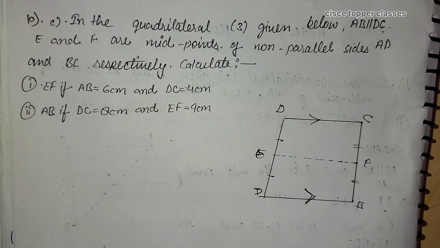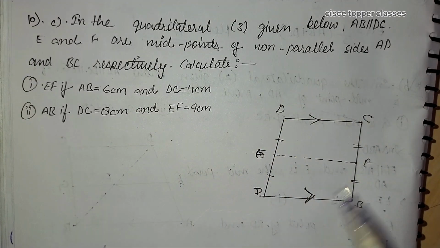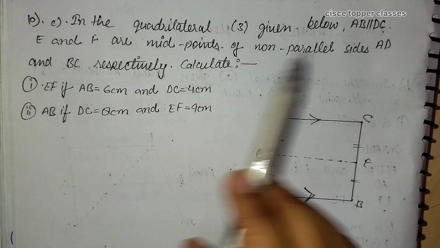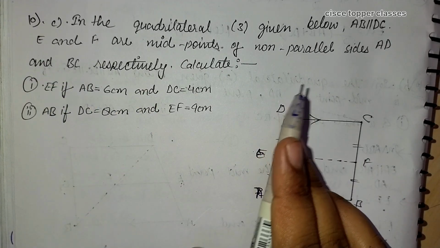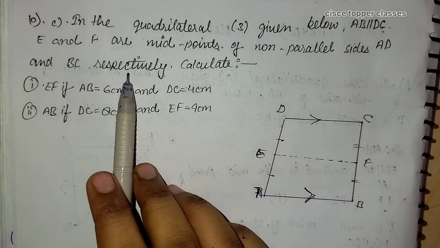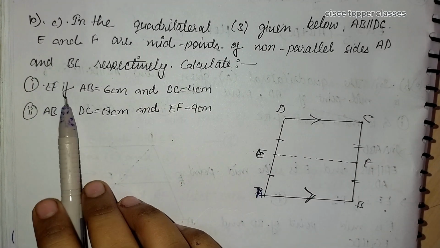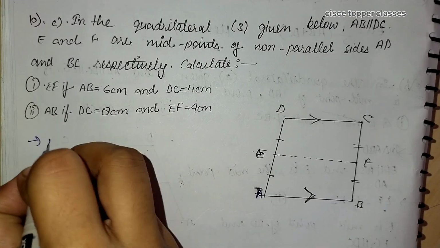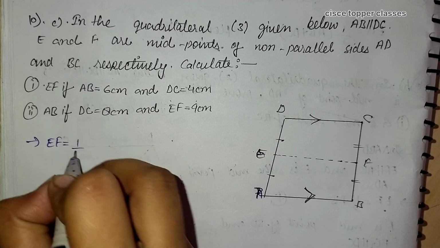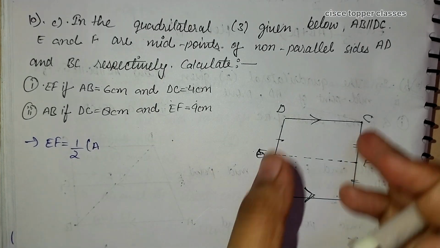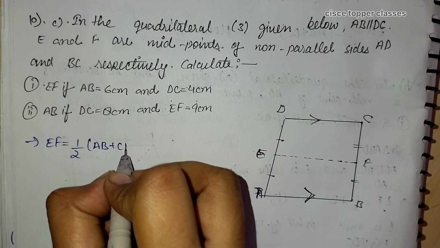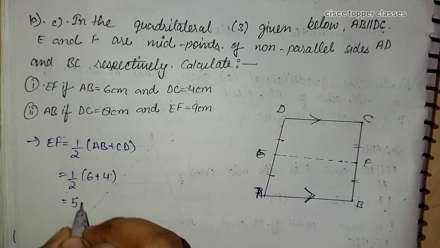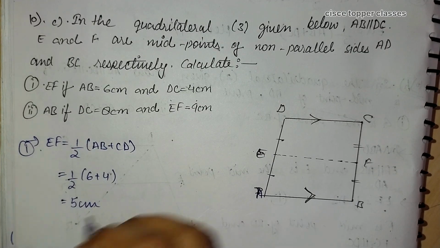Now let us solve the 10th third part here. In the quadrilateral given below, AB is parallel to CD, and E and F are midpoints of non-parallel sides AD and BC respectively. So we have to calculate EF if AB is equal to 6 centimeter and DC is equal to 4 centimeter. As we have proved in the previous question, EF is equal to half of AB plus CD. So half of 6 plus 4 will be 5 centimeter. So this is the first part which we had to find.